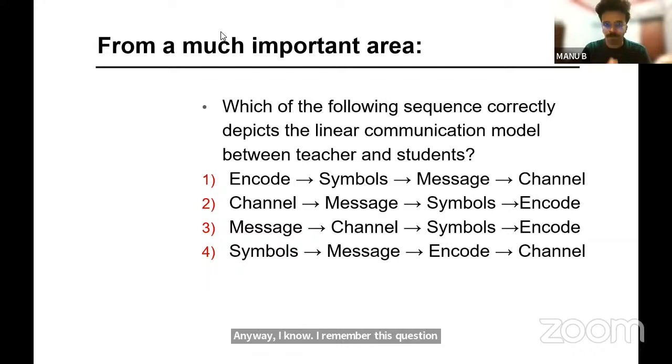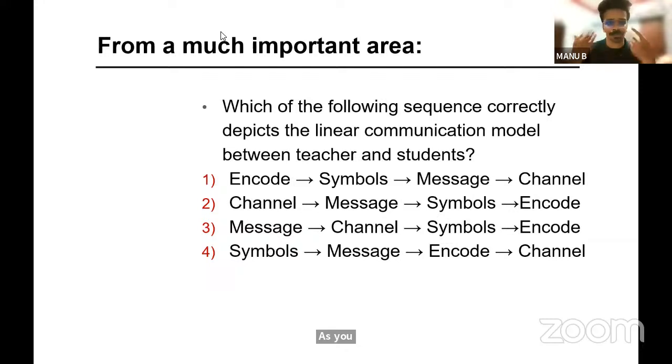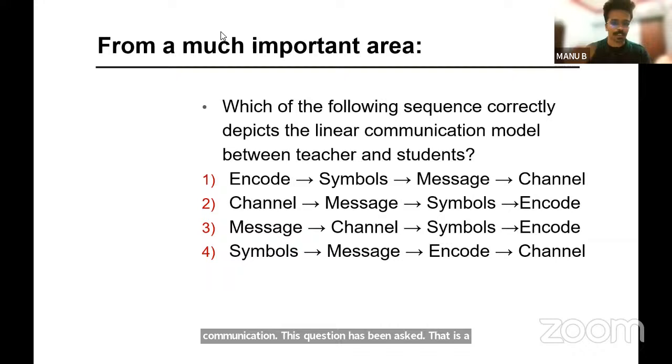Encode, symbols, message, channel, such kind of stuff. As you know, this comes from the Shannon Weaver model of communication. This question has been asked. That is a subdivision of the linear model of communication. So can you answer this question then? Which is the right answer? Students who have been regular in my classes might know about this because I have discussed this question multiple times. Can you answer this?